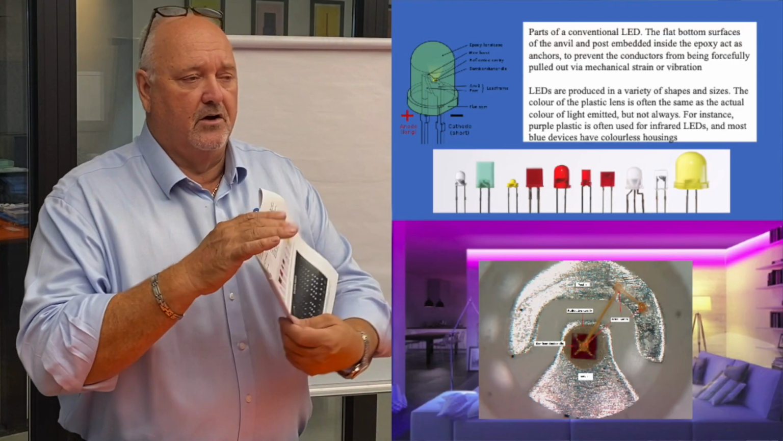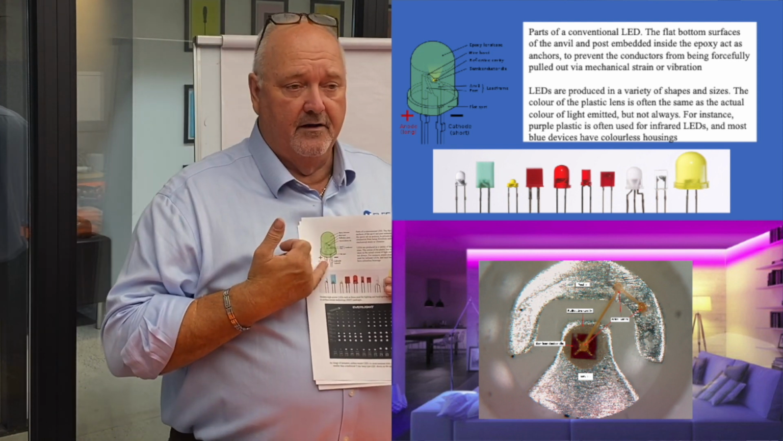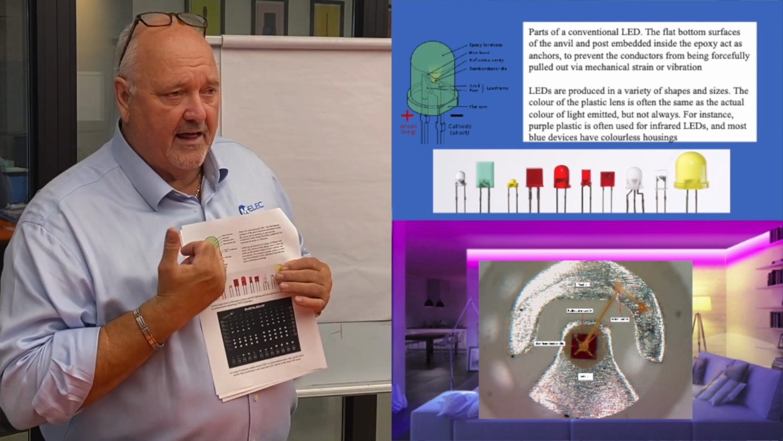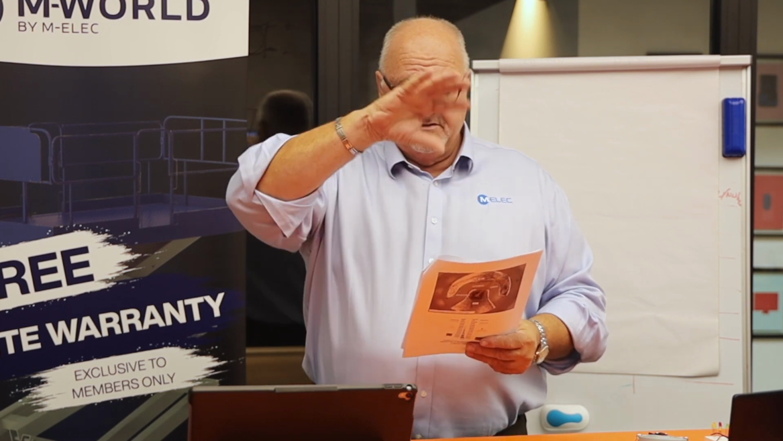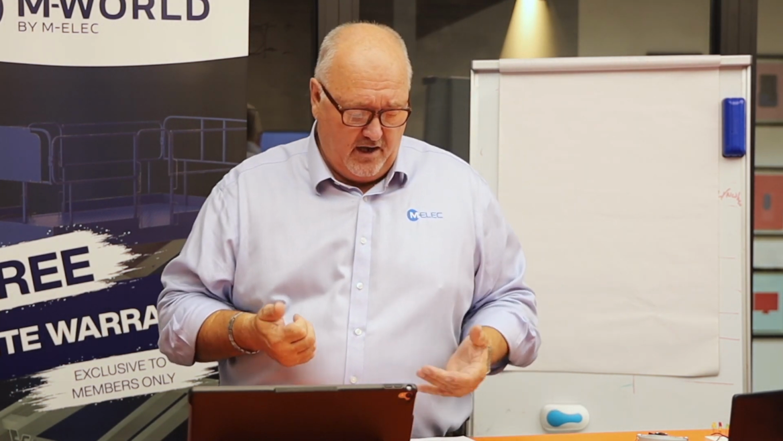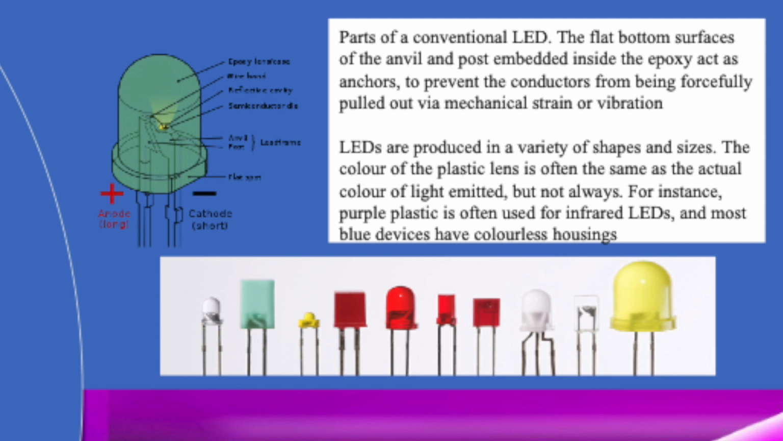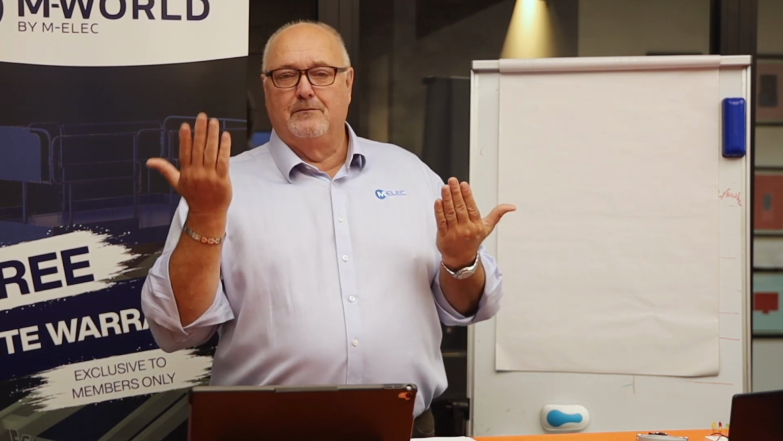When you look at your paperwork here, we've got a pretty cool diagram of what it's all about. If you have a look at that, you can see you've got your anode and your cathode. You've also got your epoxy lens, your semiconductor die, and your reflective cavity. You've got your wire bond, which creates the heat as well. You've got your anvil and your post. The post comes off your anode and the anvil comes off your cathode.